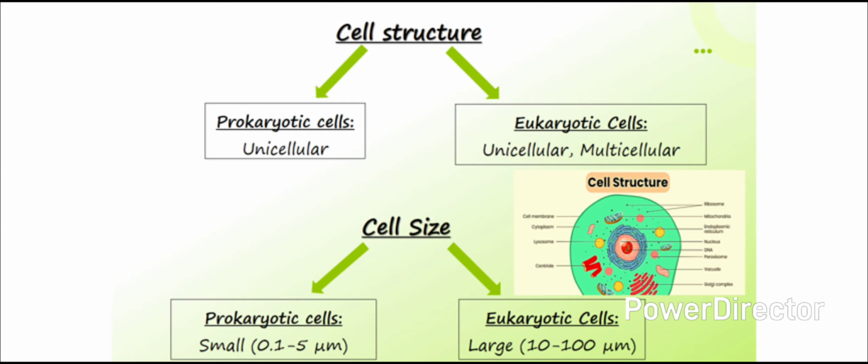Prokaryotic cells are smaller in size, varying from 0.1 to 5 micrometer in length. However, a large centimeter-long bacterium has recently been discovered in a mangrove swamp area. Whereas eukaryotic cells are large, around 10 to 100 micrometer in length.